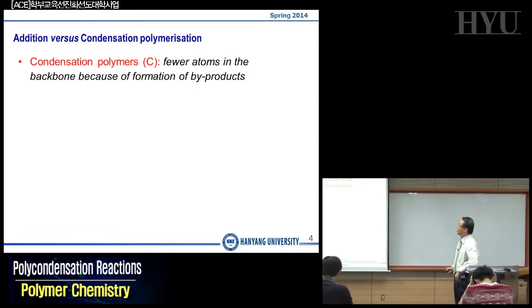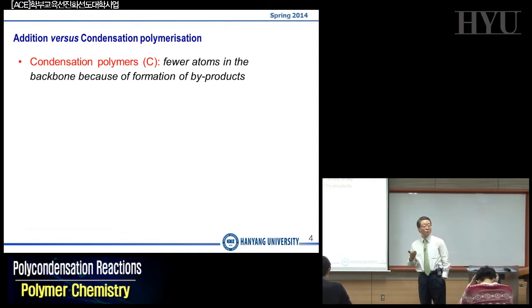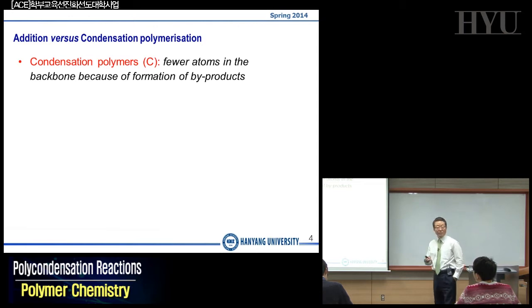Okay, so in the case of step-growth polymerization reactions, we knew that we have both condensation polymerization reactions and addition polymerization reactions. But I will discuss the real difference between the condensation reactions and addition reactions first. Okay? The typical characteristic of a condensation reaction is the formation of a byproduct. If you have any byproduct, we call that a condensation reaction.